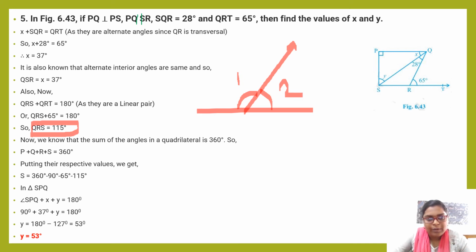Okay, that is over. Then we have the value of QRS in our hand, QSR in our hand, and x. Okay. So now you know the sum of the angles in a quadrilateral is 360 degrees.